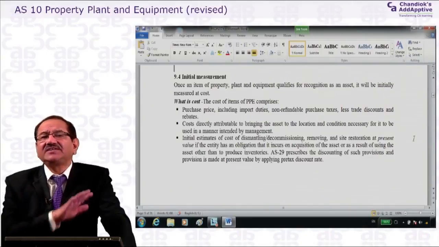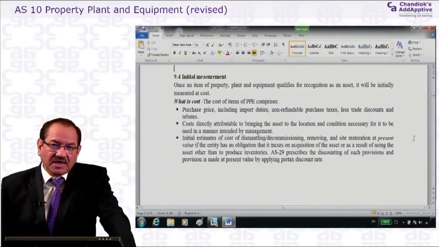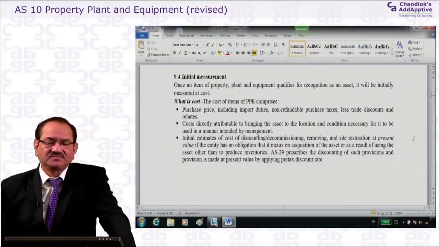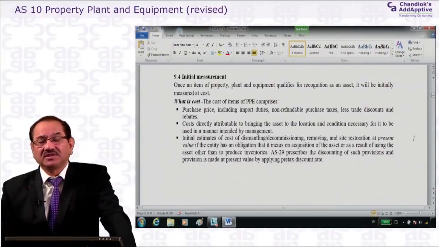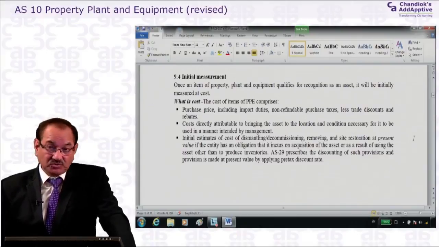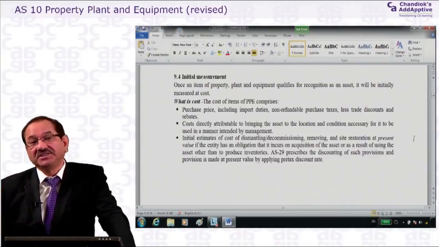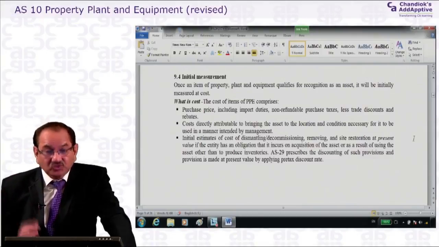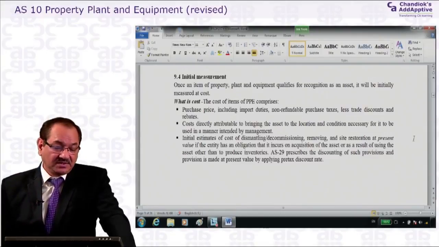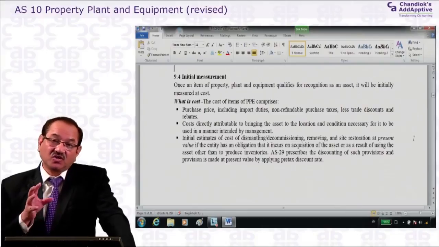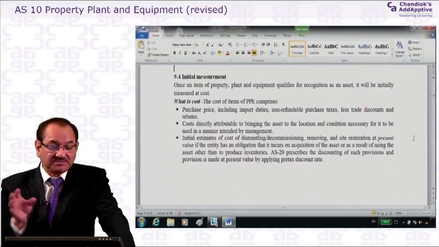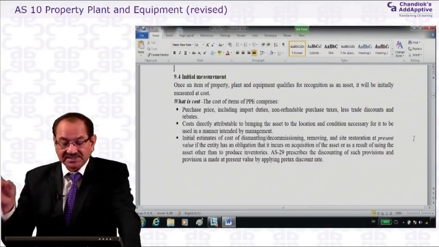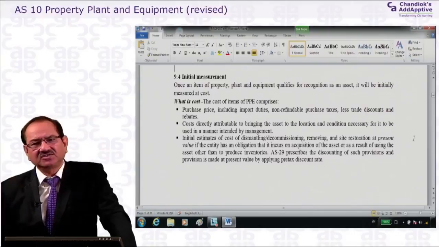This standard clarifies all of cost. I will not be discussing much on the general cost, which was also there in the earlier standards, which you have already done in your PCC level also. What is the new thing here? It says, what is the cost of the plant and machinery? It says purchase price including import duties, non-refundable purchase taxes, less trade discount and rebates. It was earlier there also.